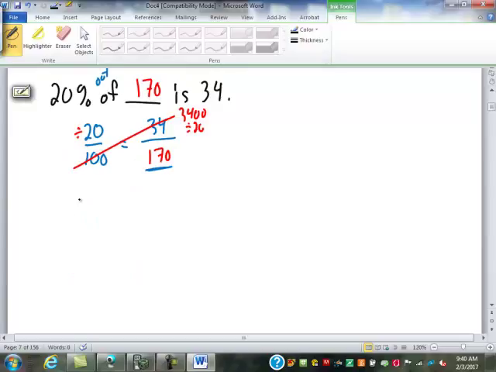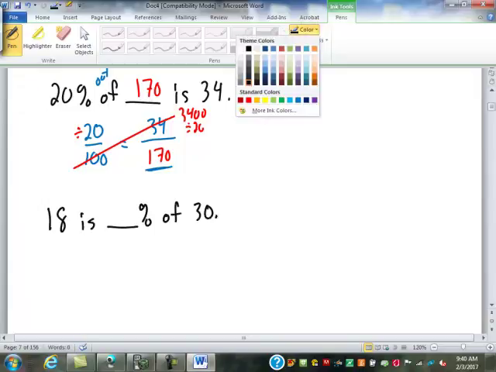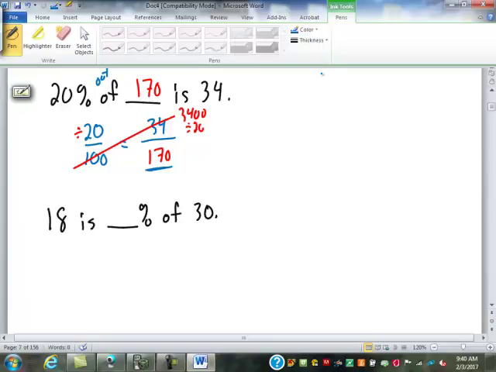Well, what if we have one like this then? $18 is blank percent of 30. So far, I've always started with the percent. But on this problem, I don't have the percent. Well, it really doesn't change anything. I'm still going to start with the percent. I'm just going to do blank over 100.